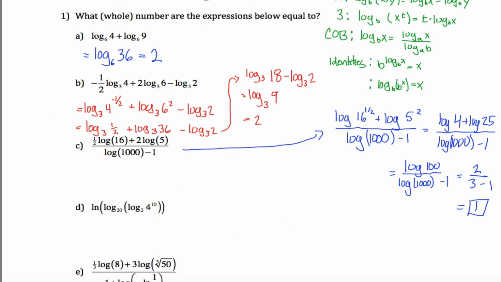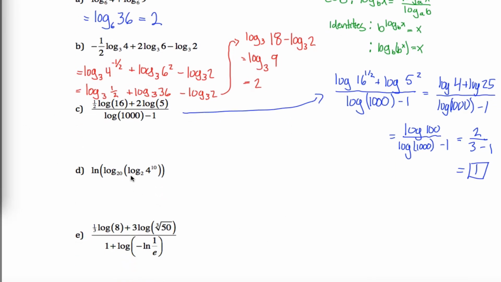Maybe that helps. Okay, down here, we've got a bunch of composition, so be careful. We're not multiplying here. It's not natural log times something. It's natural log of the log base 20 of the log base 2 of 4 to the 10th power. Kind of said that right.